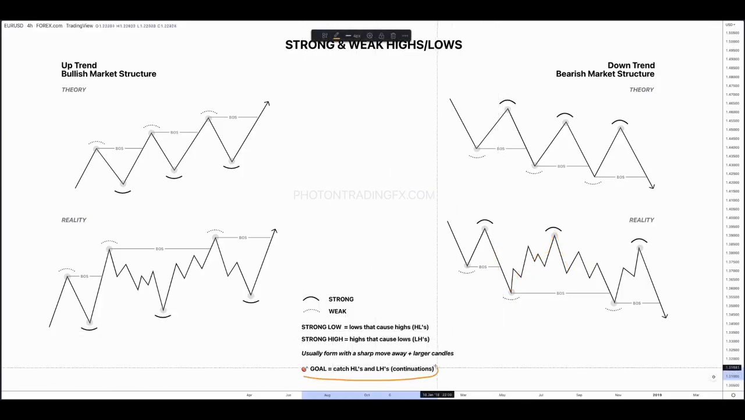So again, this is the strategy. Our goal is to catch higher lows. Why do we want to catch higher lows? Well, in a bullish market, the higher lows are the strong structure. This is what we're trying to buy. They're going to be the highest probability moves because we're trading with the trend. We're buying from strong structure and we're targeting the weak structure. So that's why our goal is to catch higher lows.